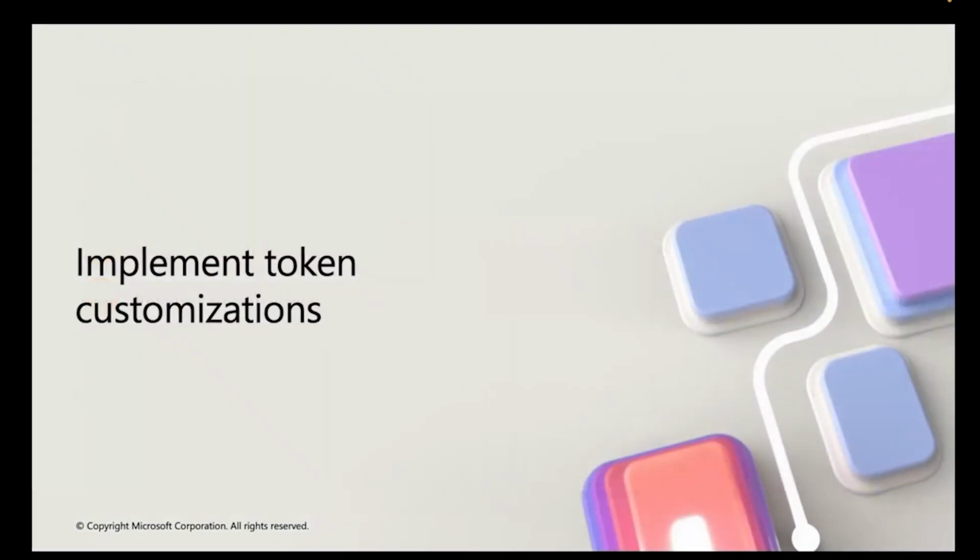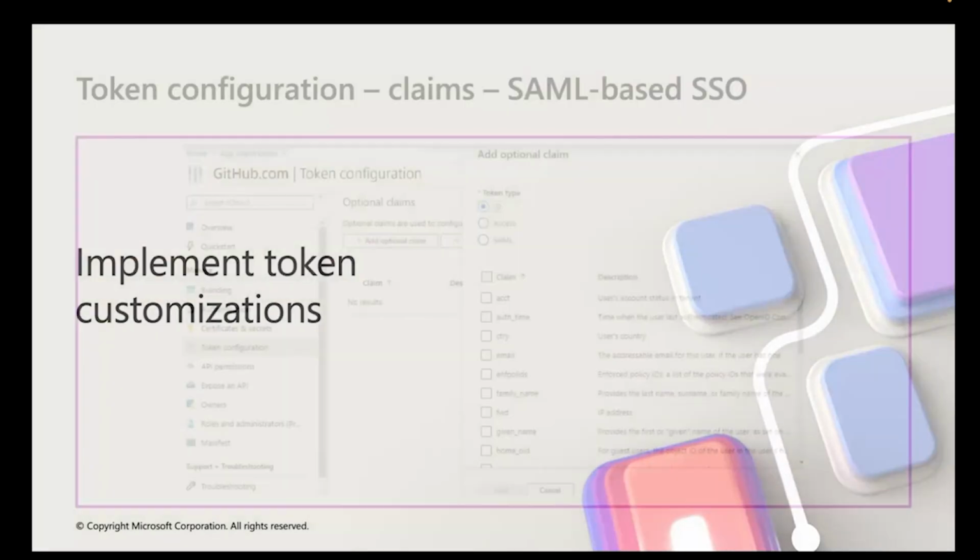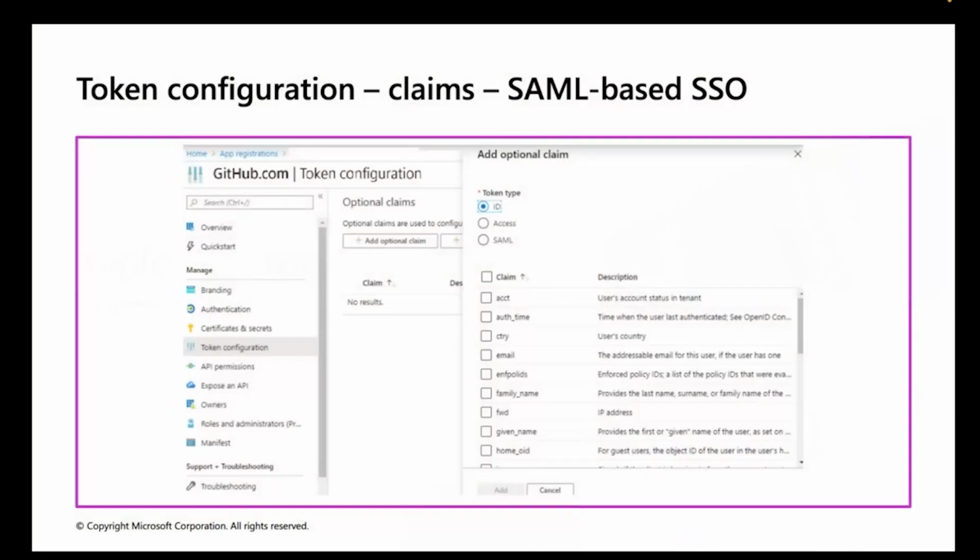So first of all, implement token customization. What do we have in this? Let's see. Now here, the question is, what is a token? What is a claim token? To understand this, we have to understand that when we configure application registration, you are going to use Entra ID as a kind of identity provider. So we have some kind of scenario, some kind of design.